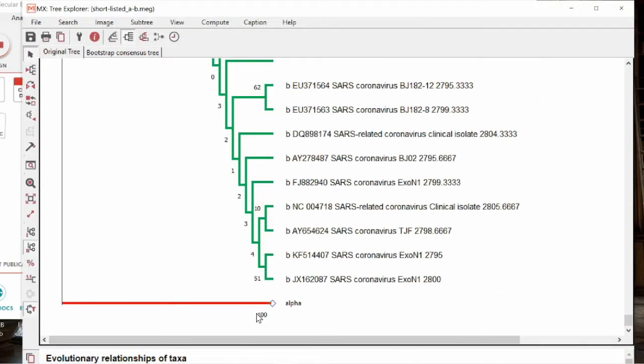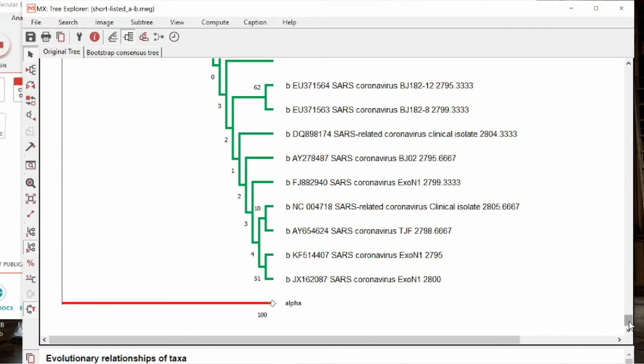So here we have bootstrapping of 100%. We've got alpha coronaviruses as a group, and this is a very convenient outgroup for us to root the tree. We basically root the tree, and we don't need to do it right now because it's already rooted. You see, this branch reaches all the way to the left side, indicating that the grouping more or less worked correctly.